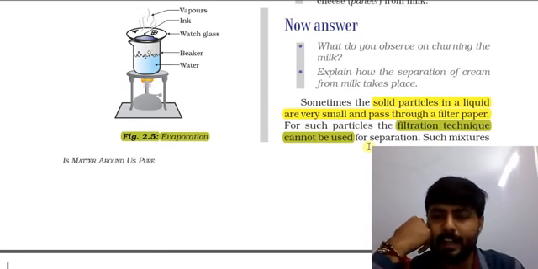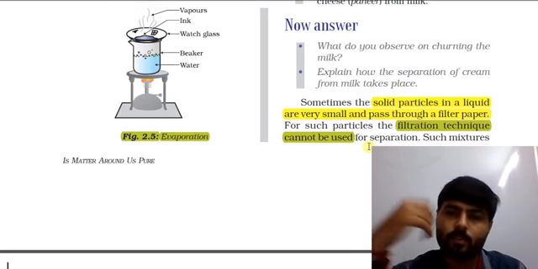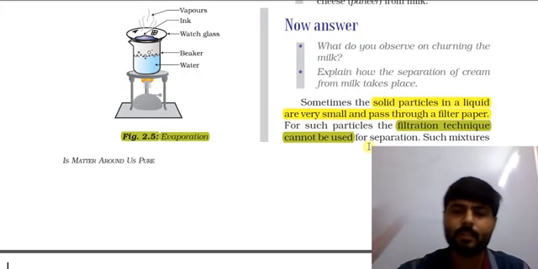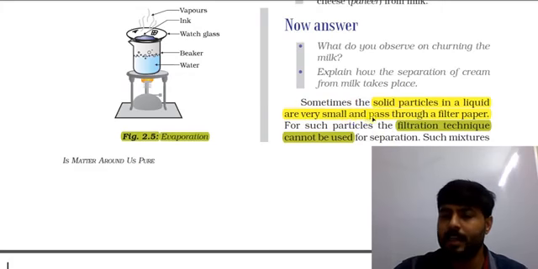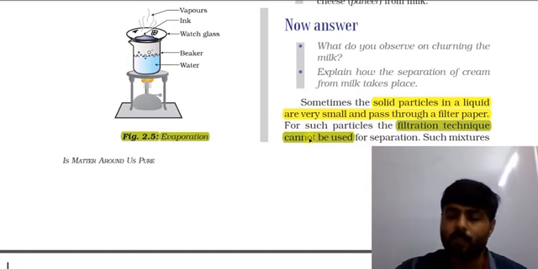So we have to separate them with another technique, and this technique is also the centrifuging technique. Sometimes the solid particles in a liquid are very small and pass through the filter paper. For such particles, the filtration technique cannot be used for separation.